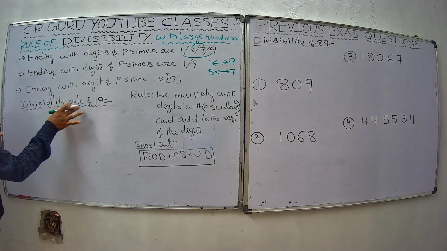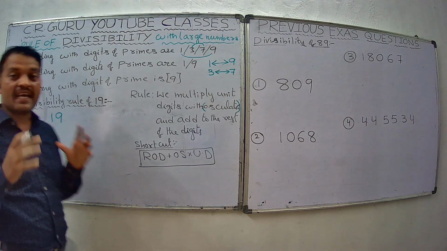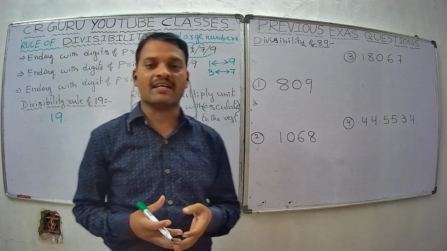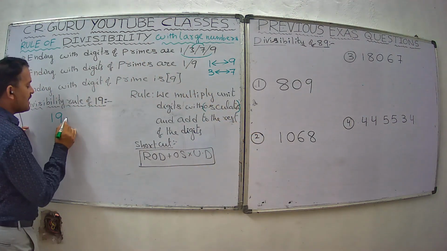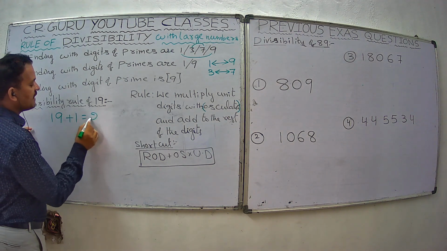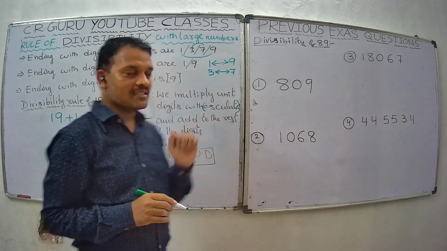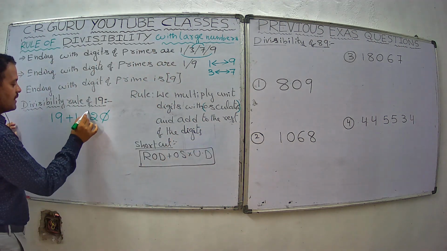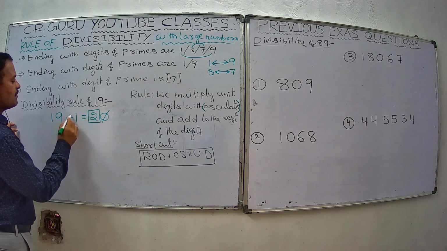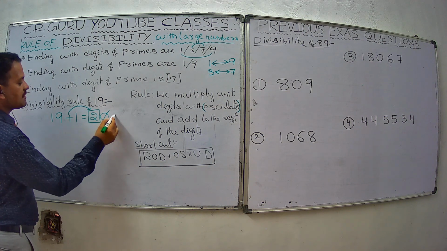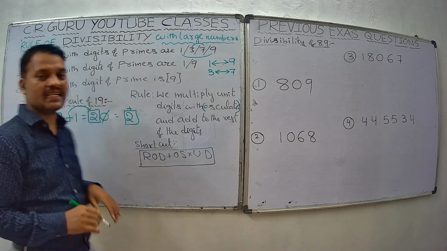Suppose I want the divisibility rule of 19. The nearest round figure to 19 is 20. How do we get 20? 19 plus 1 gives 20. Now cut the 0, and the remaining digit is 2. Since 19 plus 1 gives the round figure, this is called 2 plus. 2 plus is the oscillator.